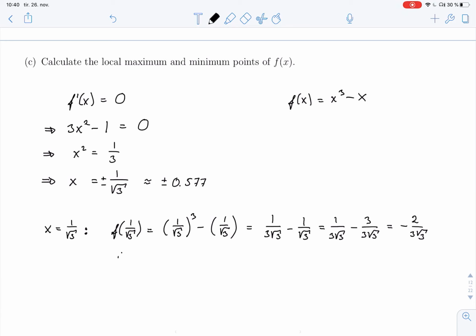So the point x, y equals 1 over square root 3, minus 2 over 3 square root 3. That's the local maximum. It looks better though if you have it like this, if you multiply with square root of 3. Or you could simply use decimals.